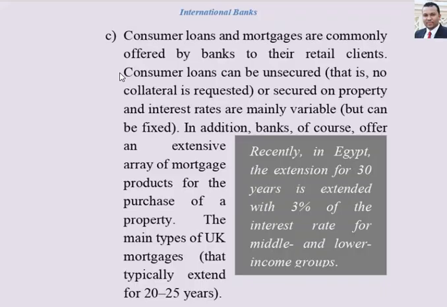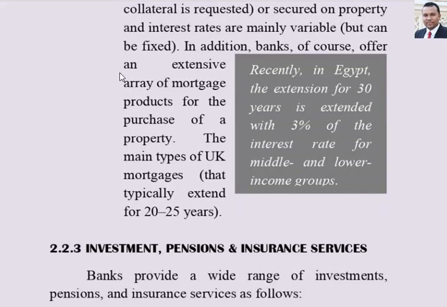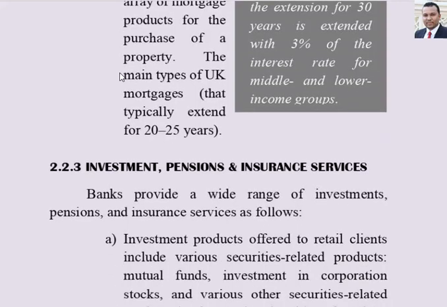Okay. But what about the mortgage? When we talk about mortgages, the bank provides mortgage products for purchasing property, buildings, flats, and so on. The term of a mortgage in the UK is from 20 to 25 years. But recently Egypt announced mortgage loans of up to 30 years. And what about the interest? The interest equals 3%, and the target group is middle and lower income groups.